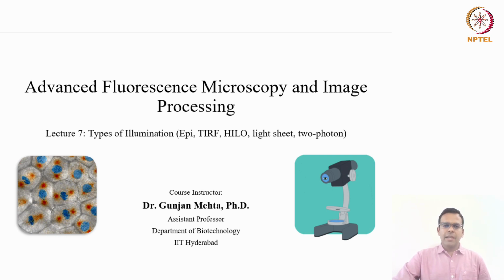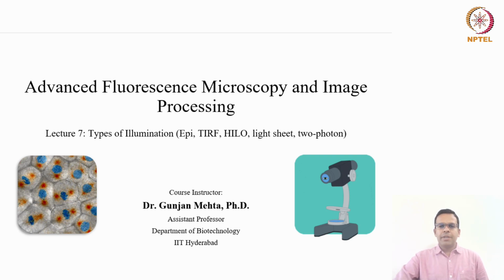So today is the 7th lecture and we will discuss types of illumination including epifluorescence, TIRF, that is total internal reflection fluorescence, HILO, that is highly inclined and laminated optical sheet illumination, then the light sheet illumination and two photon illumination.